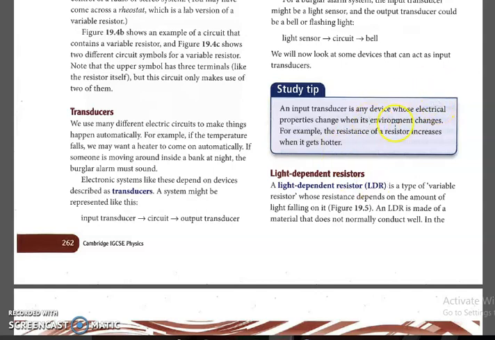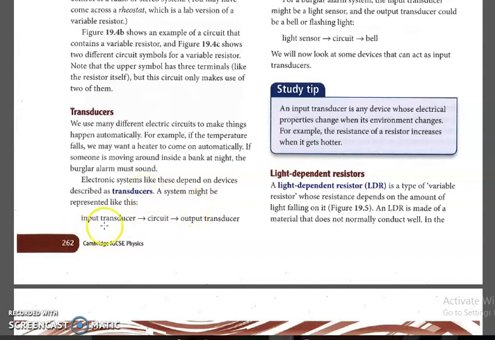I will explain once again. We use many different electrical circuits to make things happen automatically. For example, if the temperature falls, we may want a heater to come on automatically. The circuit senses that the temperature has fallen, and the heater works automatically. This type of system is known as a transducer. I already told you about the bank system: if someone is moving inside a bank at night, a burglar alarm must sound. Electronic systems like these depend on devices described as transducers.